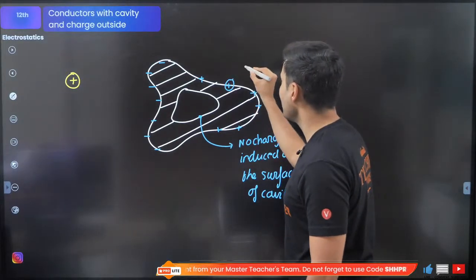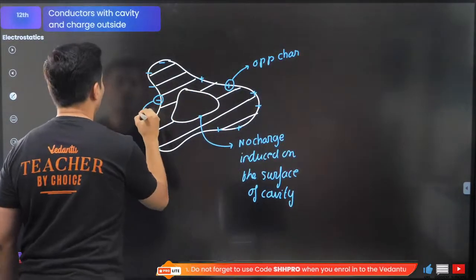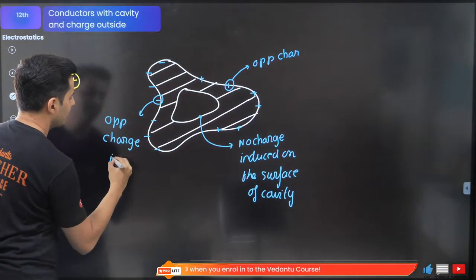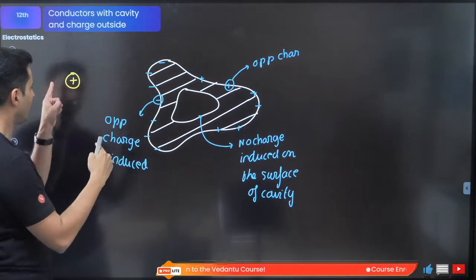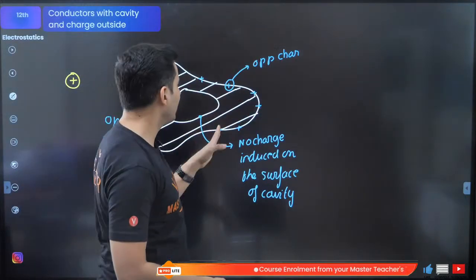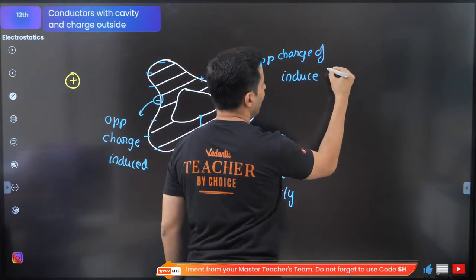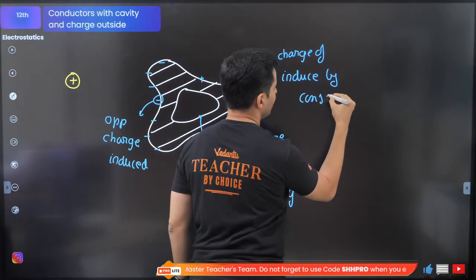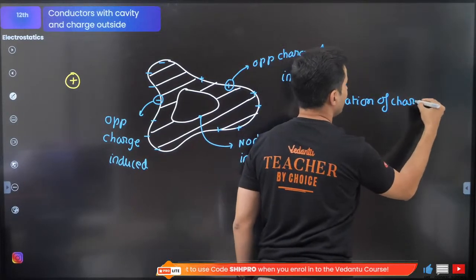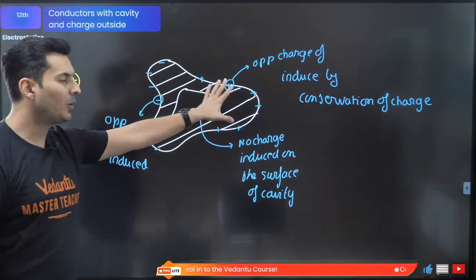So these are opposite charges, I will say, induced over here because of this. And over here, an opposite charge is created by conservation of charge. Everybody with me? So this is how it works.